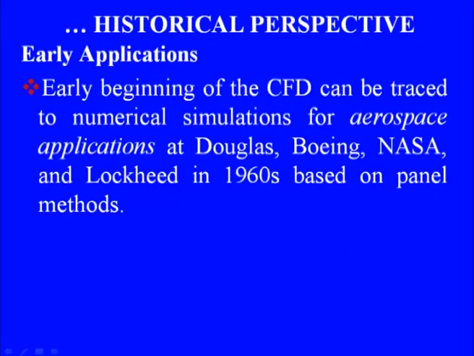So, the early beginnings were linked to the aerospace industry, and developments were made at Douglas, Boeing, NASA and Lockheed Martin in the 1960s based on a method called panel methods, wherein the body of an aircraft is broken into small sub panels, and certain distributions are assumed for some functions in terms of which we can construct our flow field. So the panel methods were the first ones to be used for flow simulations over an aircraft body.